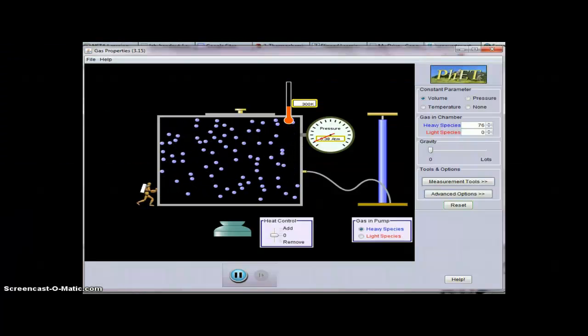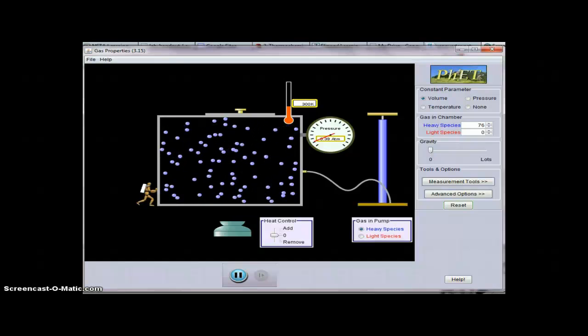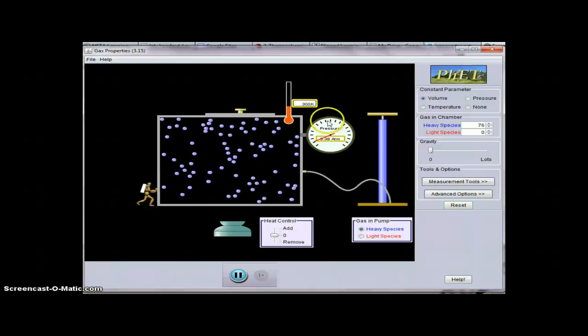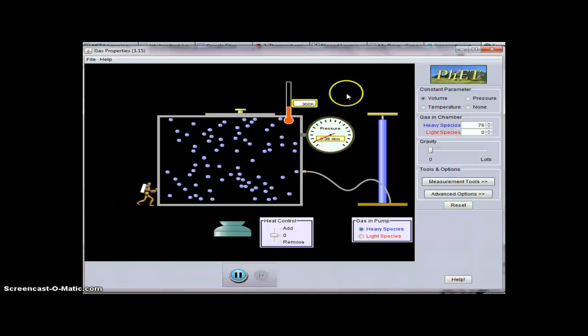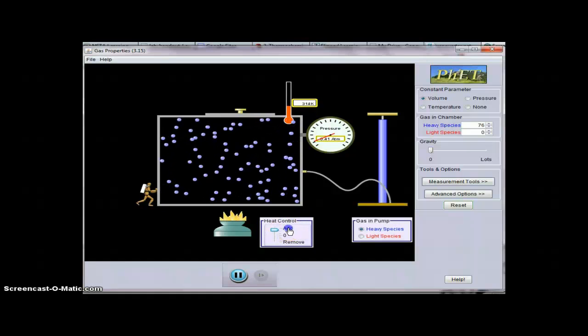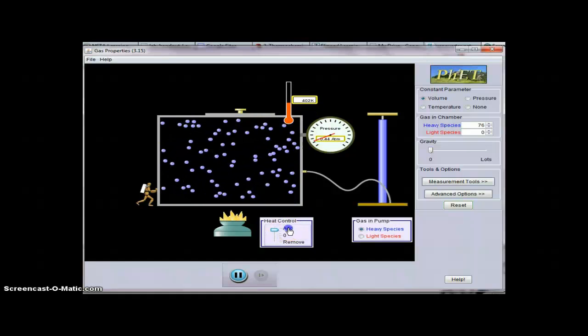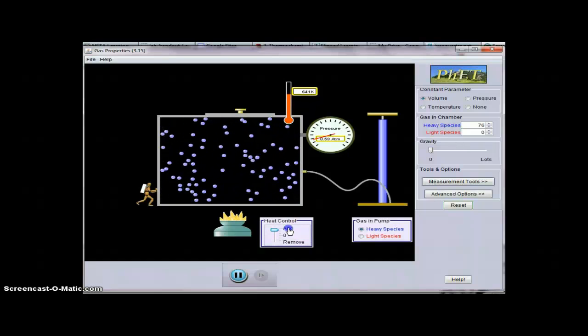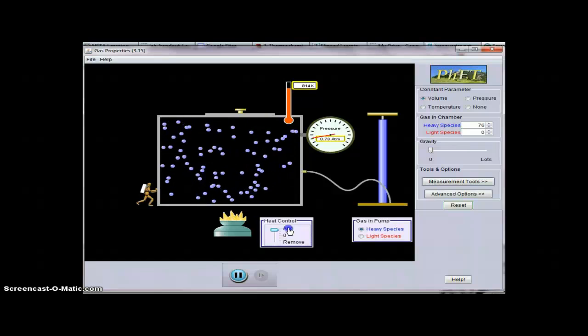Here we can see a molecular level representation of Guy-Lussac's law. We see that we have gas particles in a box. And here's the pressure sensor and the temperature sensor. I'm going to increase the temperature by adding heat. And you see that there's a direct correlation with the pressure. The pressure goes up just as the temperature goes up.